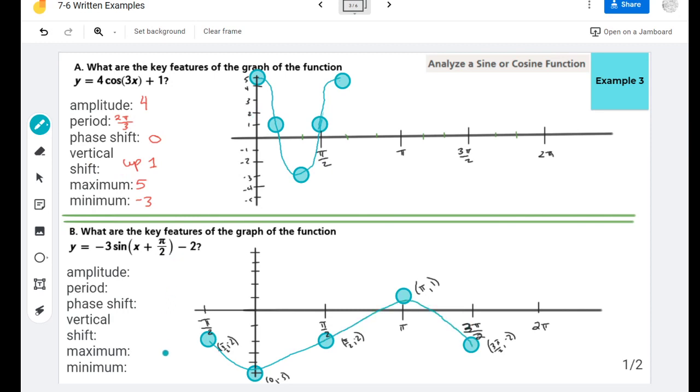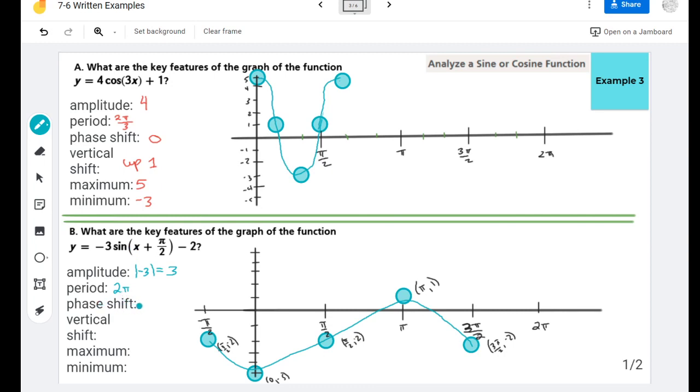Okay, so now let's name it out. So our amplitude, remember, is our distance from our midline to our maximum. So it's going from -2 to 1, which is 3. You can also get that from the equation by taking the absolute value of this number. Remember that amplitude has to be positive. It cannot be negative. Now our period is 2 pi divided by b, which is the number in front of x. There's no number in front of x, so our period here is 2 pi.